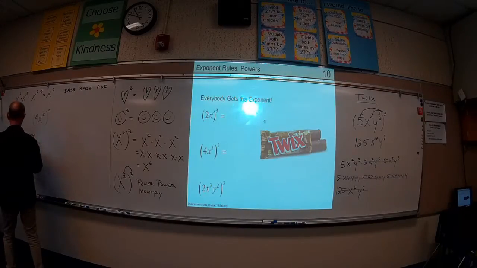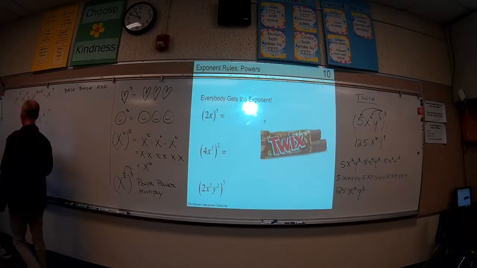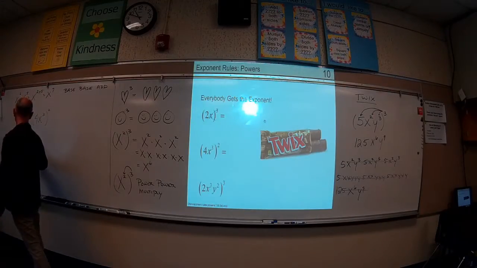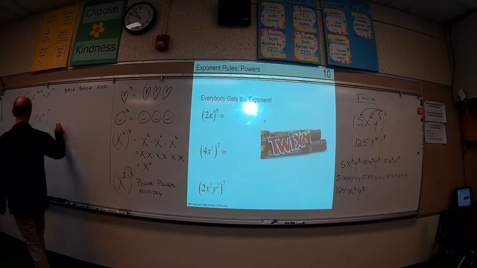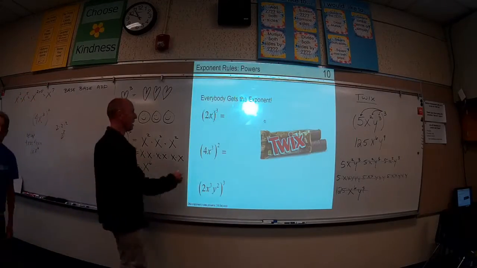What's 4 times 4? 16. What's x times x times x times x times x times x? 6. Not 6x, x to the 6th. Because I've got x times x, just like 2 times 2 times 2 is 2 to the third. All right, take a seat. Let's do the next one. This one's done.